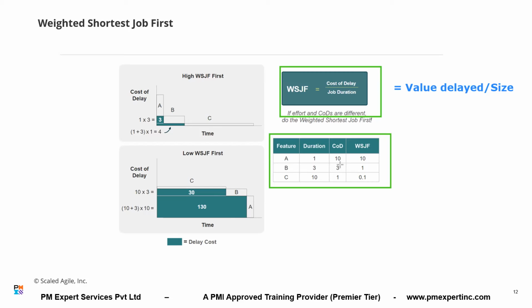Now, I'll show you how it works. I told you that weighted shortest job first is cost of delay by job duration. Now, what is the value for feature A here? Cost of delay is 10. Duration is 1 day. So what will be WSJF? Will it be 10 by 1? 10. For feature B, the duration is 3 and cost of delay is 3. So what will be WSJF? 1. For feature C, what is the duration? 1 by 10 is WSJF.